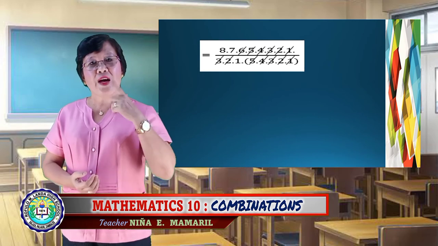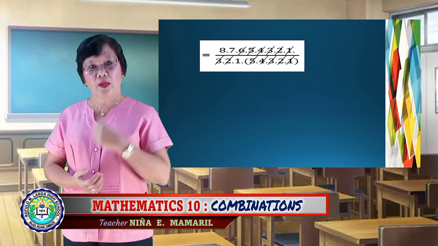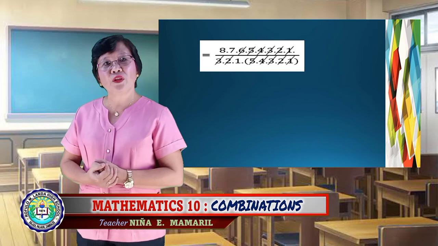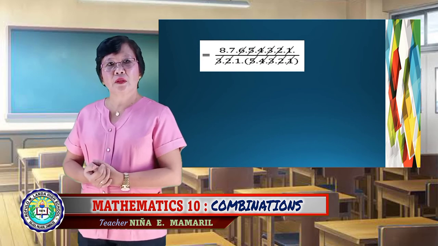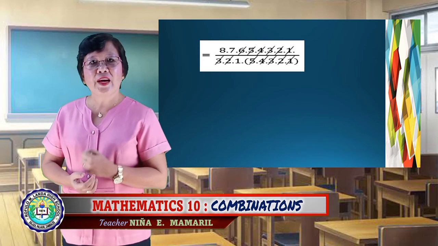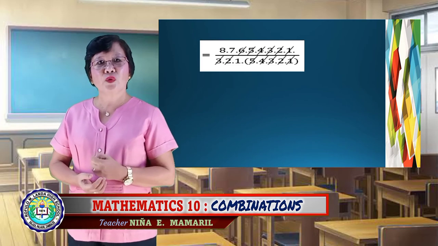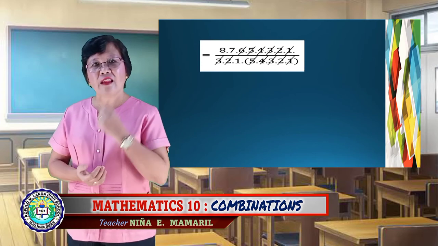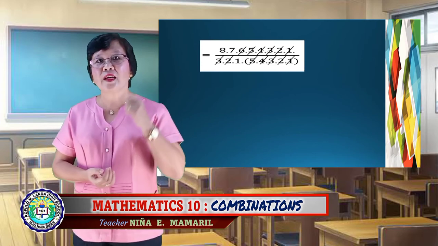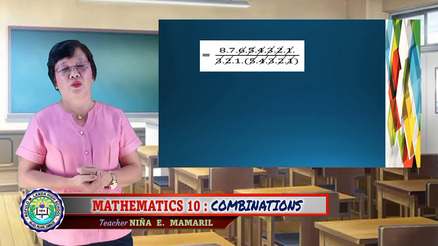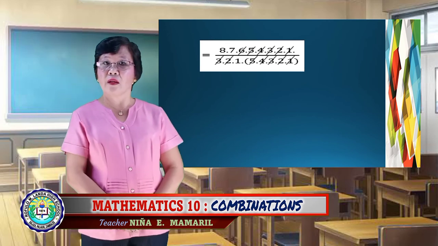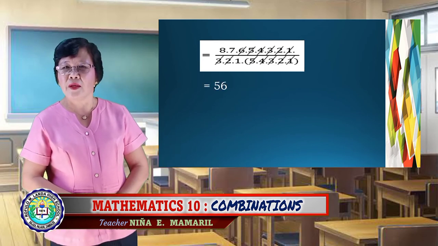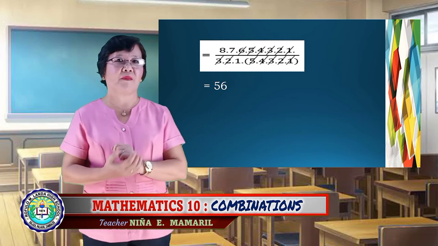Observe now your given factors from your given numerator and given denominator. We can cancel out all the common factors: 6, 5, 4, 3, 2, and 1. And if you will observe, the only digits that are left are 8 and 7 in the numerator. To get now the product, this is equal to, yes, 56. Correct.